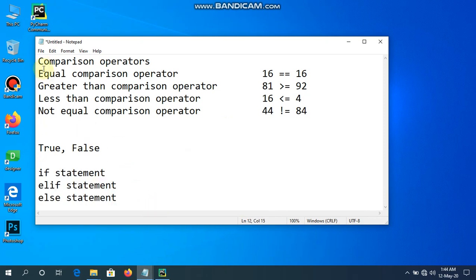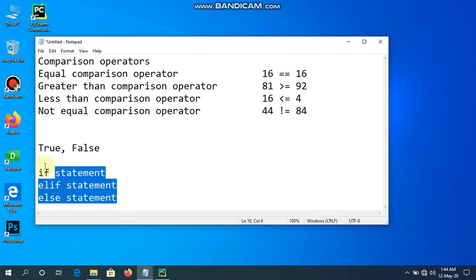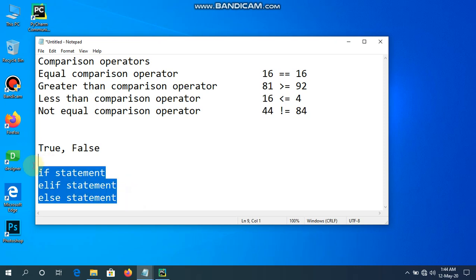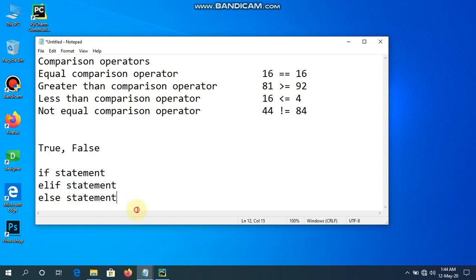These are things we need to understand before we jump into using if statements, elif statements, and else statements. You're going to find these in every programming language, apart from the elif. In some languages like C++ the elif is written as else if, but in Python it uses elif. We'll jump into all this during the practical session.